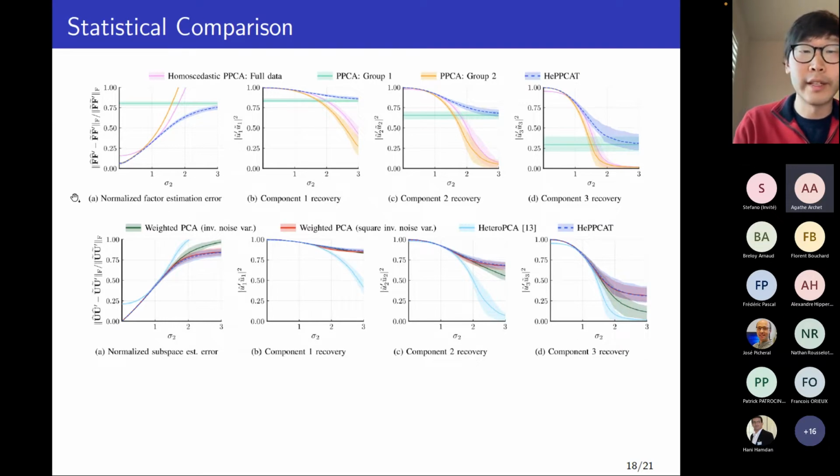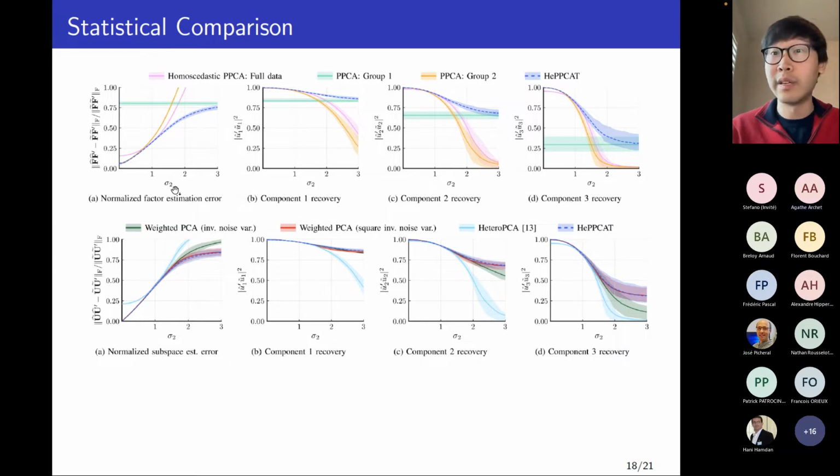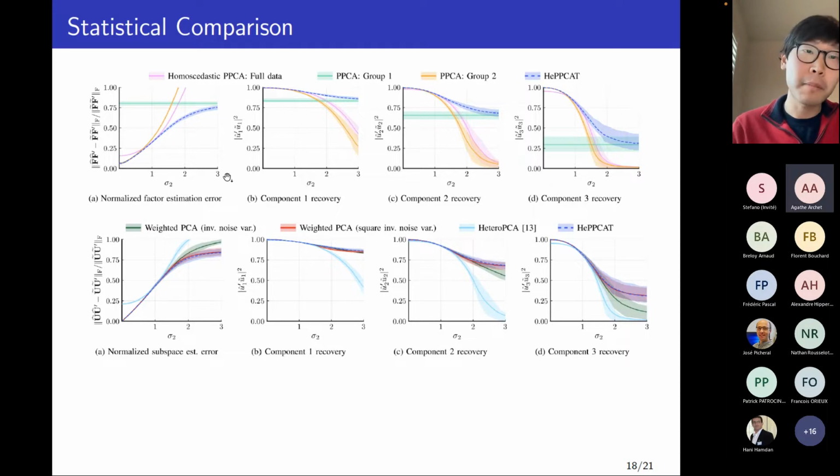What I'm showing in all of them is a case where you've got two blocks of data, and the second block is becoming increasingly noisy as we sweep across. So sigma 2 here is the noise standard deviation for the second block of data. But the first block of data has a fixed amount of noise, okay? The second block gets noisier as we go to the right. And here we're looking at the estimation error of the factor matrix.